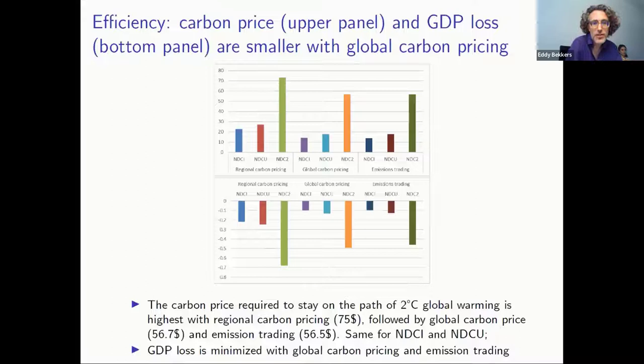Then the efficiency. I think this is also something most in the audience are familiar with, so let me say one sentence about this. What we see at the top is the carbon price under regional and global carbon pricing and emission trading, and at the bottom, the GDP effects. The carbon price with regional carbon pricing has to be higher than with global. And the negative GDP effects are also bigger if we stick to regional carbon pricing. That's very straightforward, because with global carbon pricing, we reduce emissions where it is least costly.